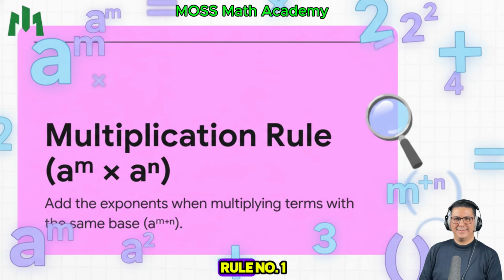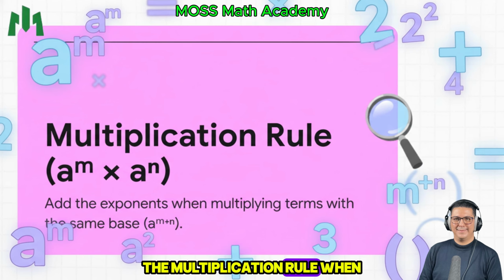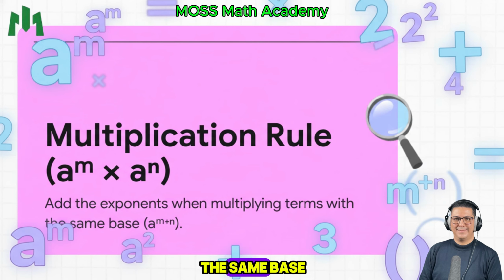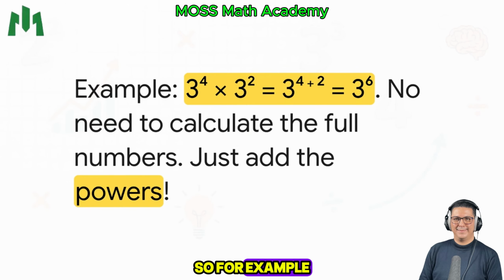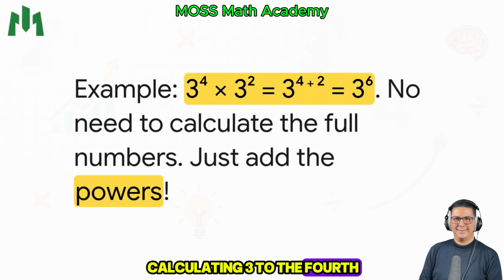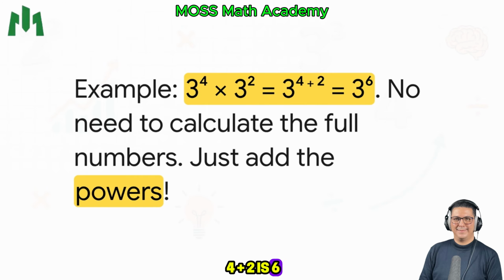Okay, let's start with rule number 1, the multiplication rule. When you're multiplying two things that have the same base, that's the a in this case, all you do is add the exponents. Seriously, that's it. So, for example, if you see 3 to the 4th times 3 squared, don't even think about calculating 3 to the 4th. Just add the exponents. 4 plus 2 is 6. The answer is just 3 to the 6th. See, this is how you start saving time.